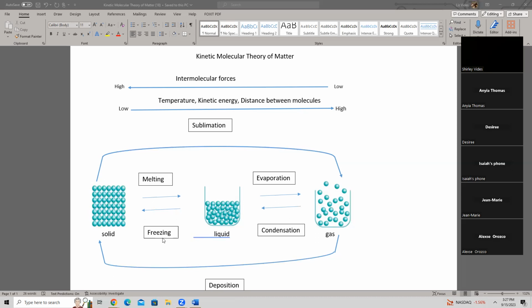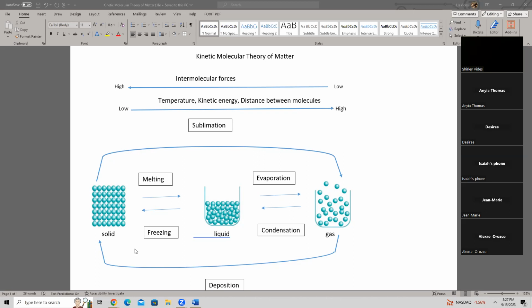And as you freeze, the molecules become rigid, so in fixed positions, and the intermolecular forces increase even more. And the temperature, of course, drops because the motion stops. Well, not really stops, because everything is always in motion. Every single atom is always in motion, even if it's just vibration, but it's still motion.